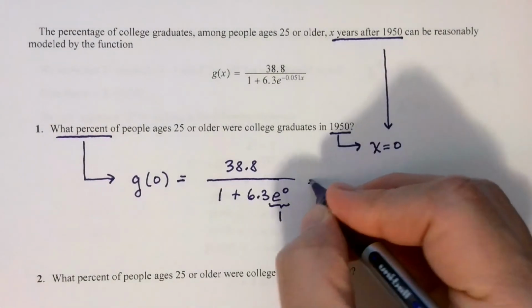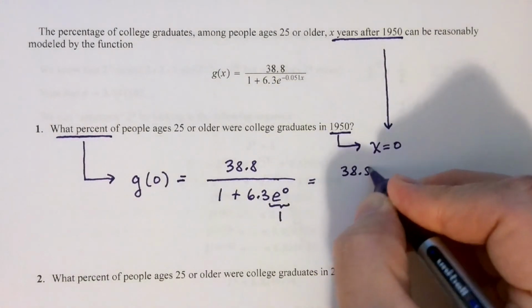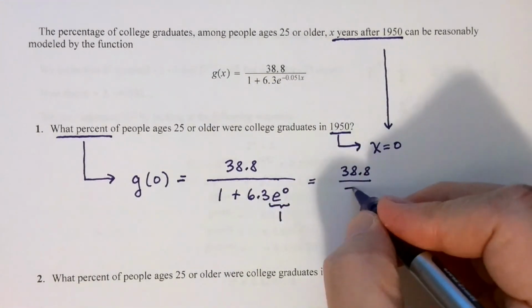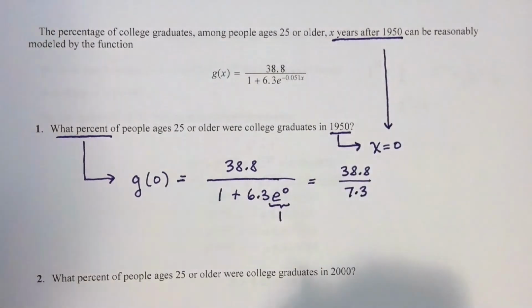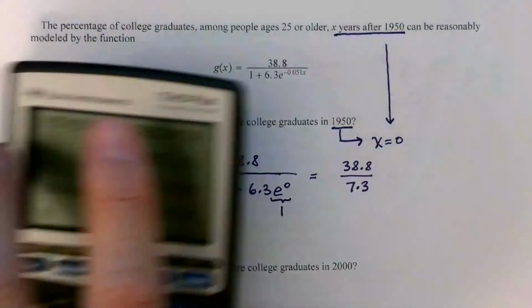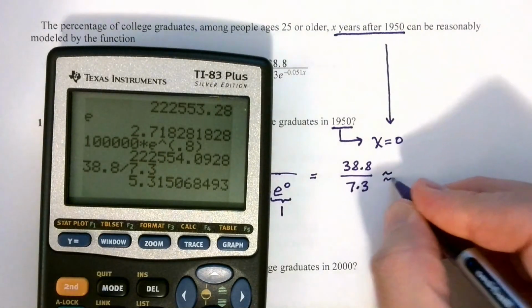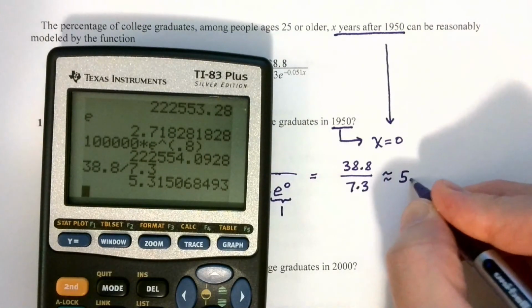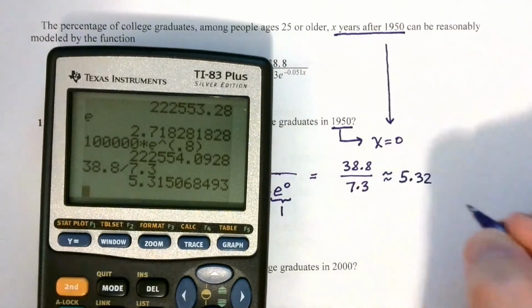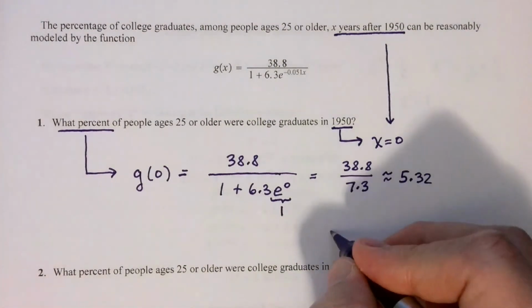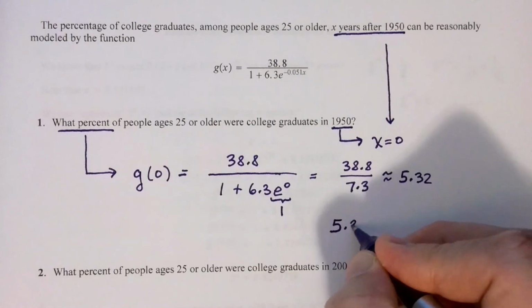So this equals 38.8 divided by 1 plus what? 6.3 times 1 is 6.3. 1 plus 6.3 is 7.3. Okay. And so if I do that division, that's about 5.32. We rounded off to 2 decimal places. So what percent of people ages 25 or older were college graduates in 1950? Answer is 5.32%.